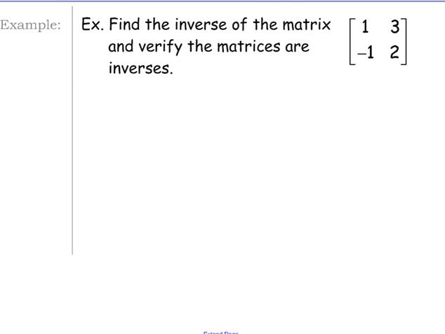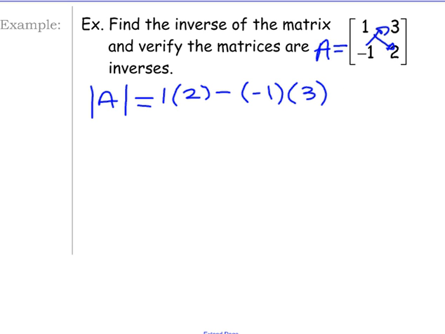I'm given the matrix 1, 3, -1, 2. I want to find the inverse of this matrix and then verify that the two matrices are actually inverses of each other. Let's begin by finding the inverse. If I label this as matrix A, first I need the determinant of A. The determinant of A is found by multiplying 1 times 2 and then subtracting what I get when I multiply -1 times 3. By some quick math, we can see that the determinant here is 5.